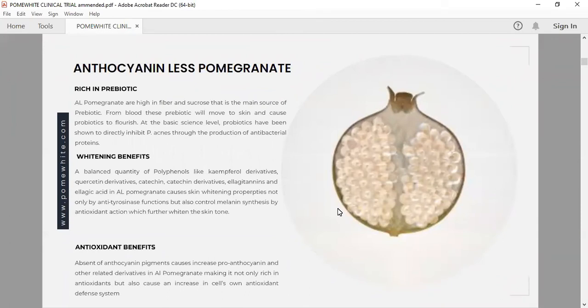These are the main sources of the prebiotic in it. Now, what happens when somebody takes a considerable quantity of the prebiotic from this pomegranate? It will go to the bloodstream and then obviously go towards the skin layers. And here it causes the probiotic content of the skin to flourish. Basically, the probiotics are the flora or the bacteria that are present on our skin. They are basically the normal flora.